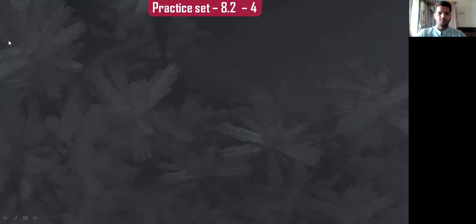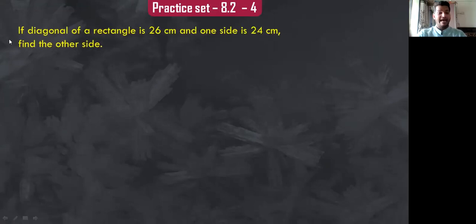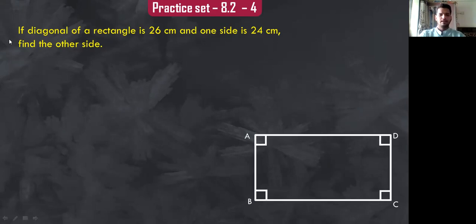Okay, so as we have got the properties of a rectangle, let us continue with practice set 8.2, question number 4. The question is, if the diagonal of a rectangle is 26 centimeters and one side is 24 centimeters, find the other side. So first of all, to solve this question, we will take the help of a rectangle. We will draw a rectangle and name it ABCD. You can also name it PQRS, as per your convenience.